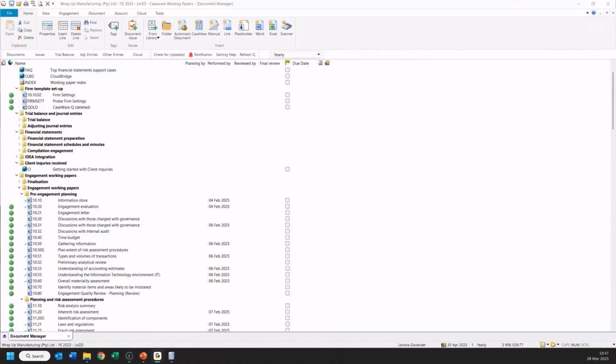Right, this is the caseware file then. And when we started, we were working in the pre-engagement planning, session 1. In session 1, we started with engagement evaluation, and we worked our way through most of those documents. The one document that we did not look at back then was the types and volumes of transactions document. So 1050 was the gathering information, where we would have said, yes, the client's registered for VAT, for example. And a number of those questions would have then had an influence on 1051.